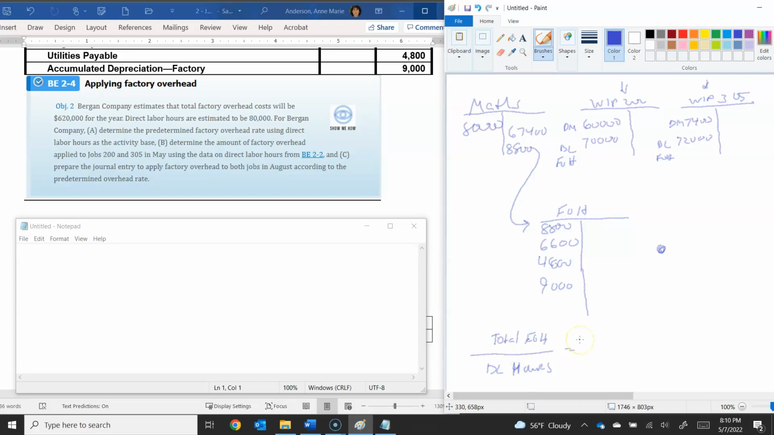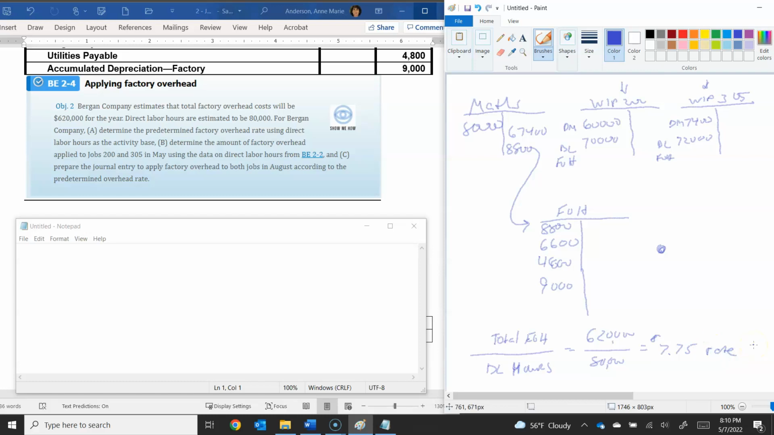What they tell you is that factory overhead costs are expected to be, for the year, this is an estimate, $620,000. And the direct labor hours are estimated to be 80,000. So over the whole year, you're looking at a rate of $7.75 per direct labor hour. What this means is if a job takes 1 hour, then it's going to have $7.75 of factory overhead costs. If it takes 2 hours, it's going to have $15.50 worth of factory overhead cost, right? So this is the rate that we're going to be using.